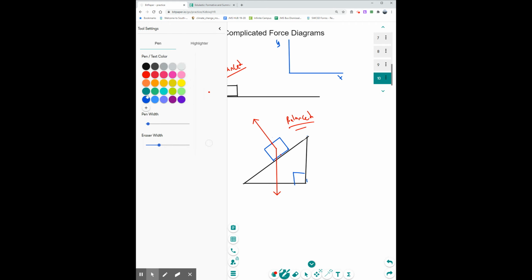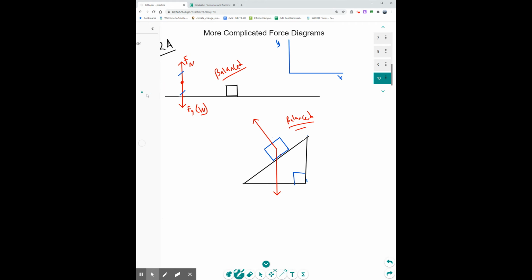So let me get another color. We'll go with green. So let's label this. I know we didn't make a free body diagram here, but I wanted to be super clear about what forces we're acting in what direction. Okay, so let's take our normal force here, or our gravity force, right? So you could actually break these forces up into pieces.